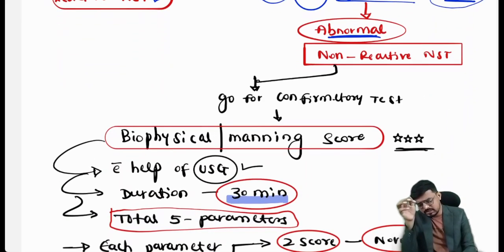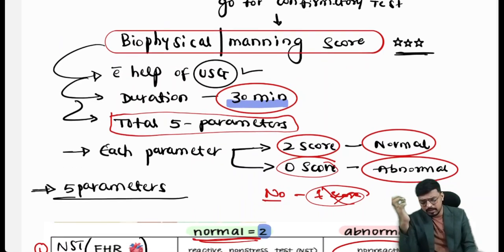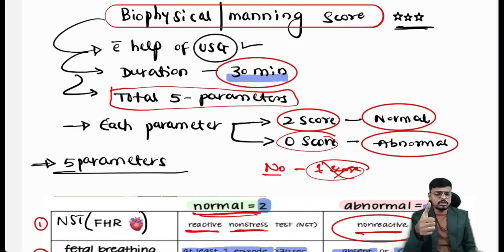If the NST comes non-reactive, then, as I told you, NST is the screening test, and now I have to confirm what the actual problem is. So I will go for the biophysical scoring, or Manning scoring. It is done with the help of ultrasonography, the duration is 30 minutes, and there are a total of 5 parameters. The mnemonic is BATMAN. B is for breathing movements, the breathing movement of the fetus needs to be assessed, and A is for amniotic fluid, the single largest pocket volume of the amniotic fluid.